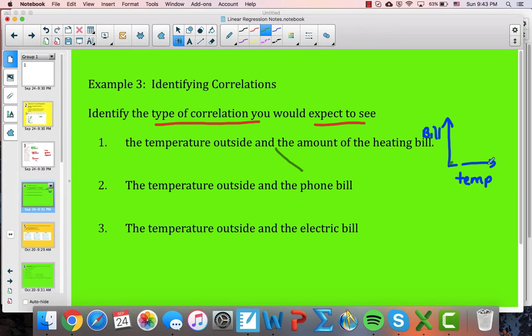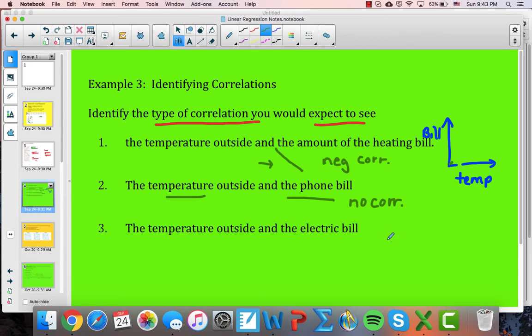Right? So as my temperature is increasing, my bill is coming down. So it would be a falling correlation, so a negative correlation. All right, the temperature outside and the phone bill. Well, I'm thinking about this. Does the temperature outside even anyway affect the phone bill? So this might be a situation where there's no correlation.